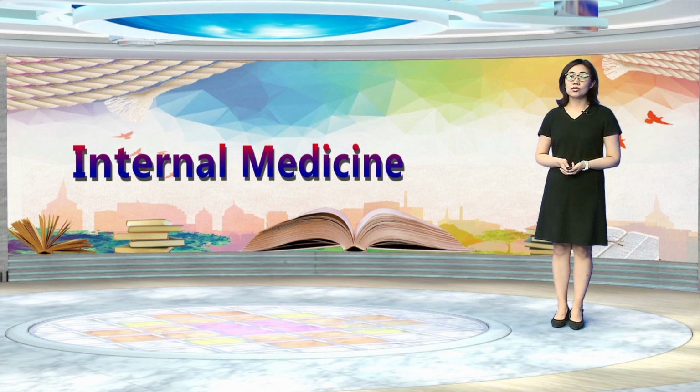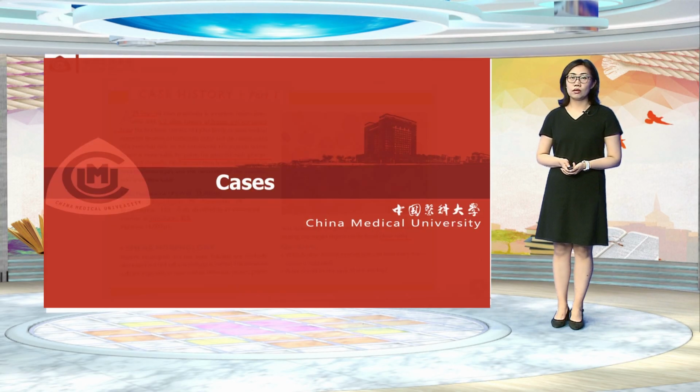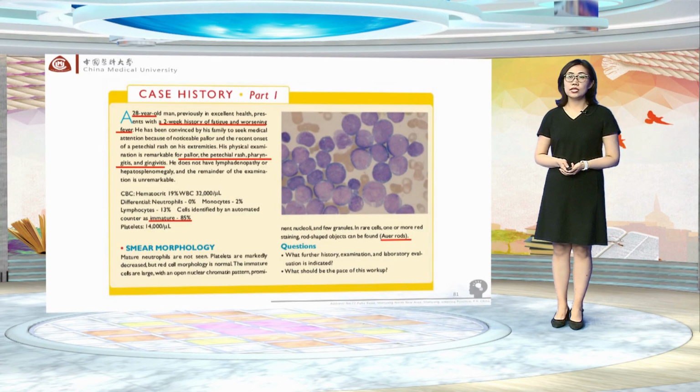Finally, let's look at two cases. The first case, a 28-year-old man, previously in excellent health, presents with a 2-week history of fatigue and worsening fever. He has been convinced by his family to seek medical attention because of noticeable pallor and the recent onset of a particular rash at his extremities.